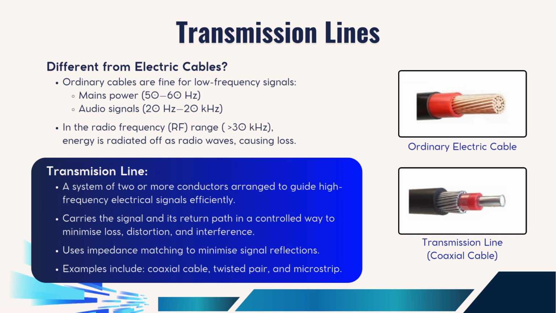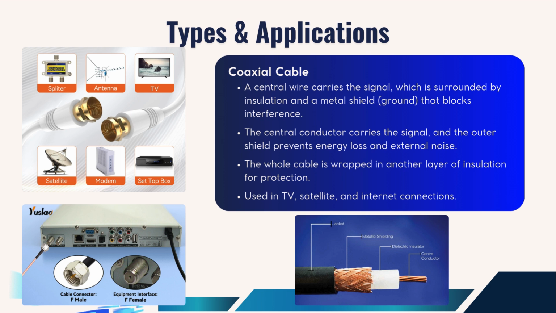So as you can see on the images on the right, an ordinary electric cable has a central wire running through it, whereas a transmission line has an additional wire mesh going on the outside, which acts as a return path, helping to shield the main power line from any external interference.